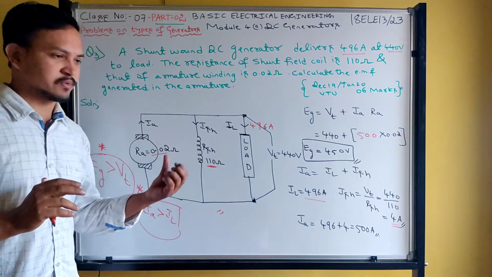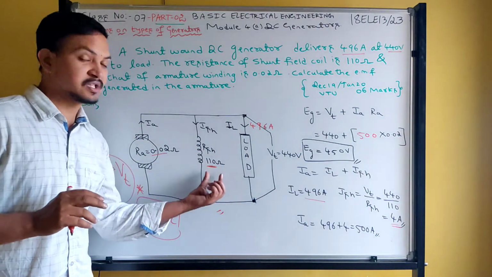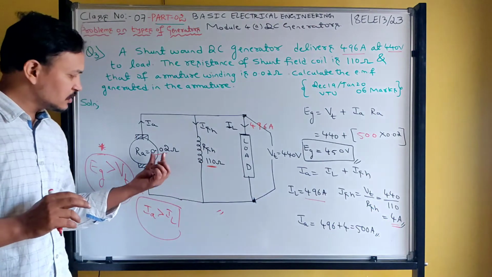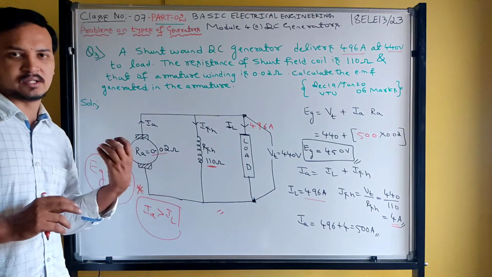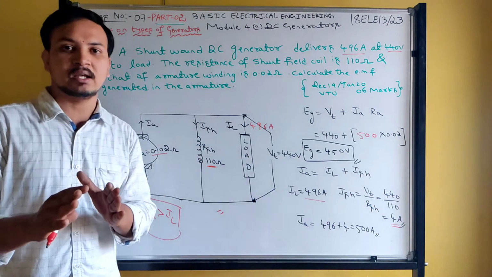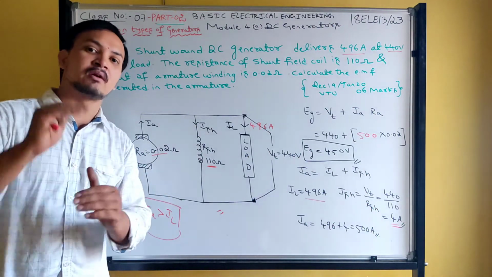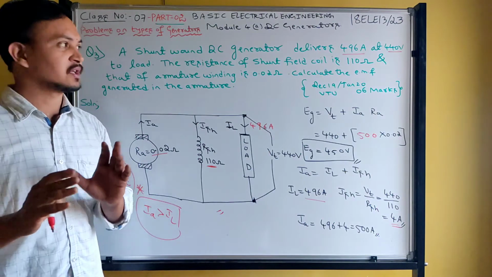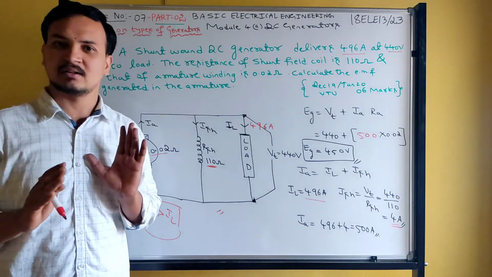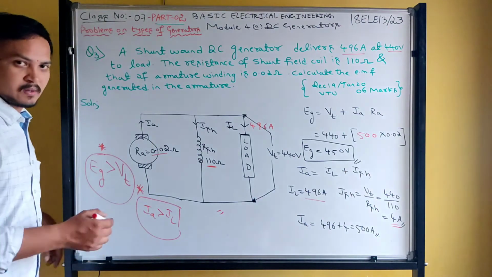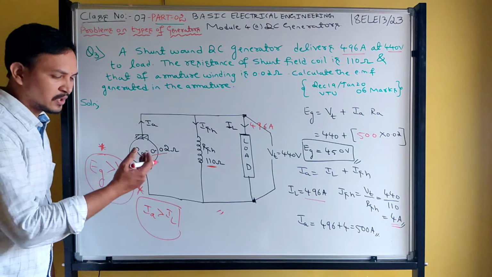Rsh means 110 ohms. With respect to Ra, this resistance is very high. 110 ohm is very high. 0.02 ohm is very low resistance. So Ra, Rse, they should give lesser value, and shunt field winding resistance they will give higher value. That indicates the given question is correct. Okay, fine. We can solve other problems. Pause the video, copy down the solution.